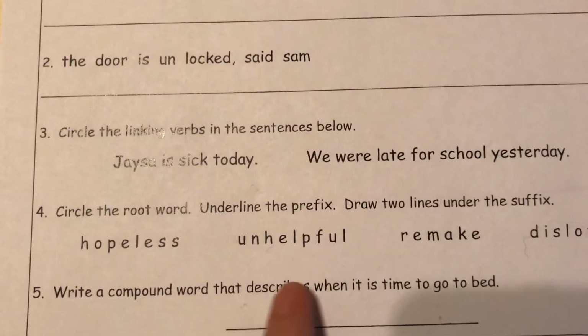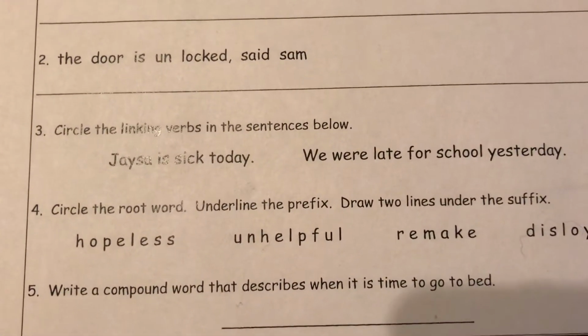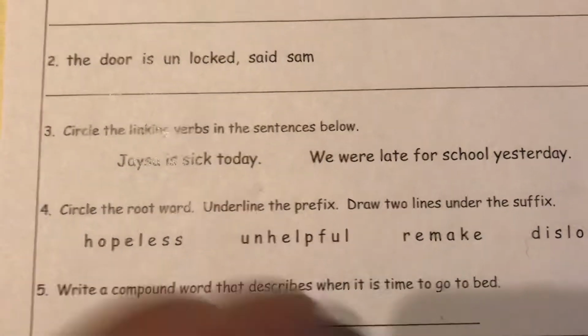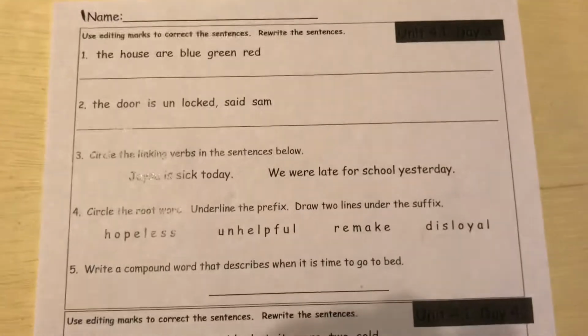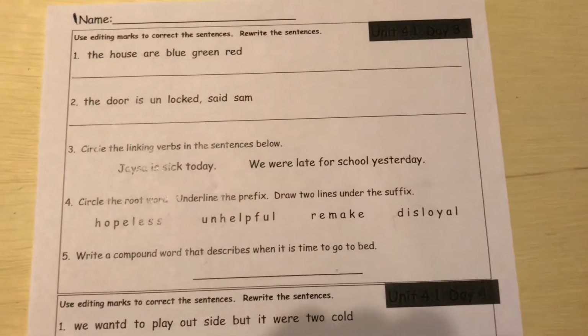And then number 5 is write a compound word that describes when it is time to go to bed. And a compound word is 2 words put together to make a new word. So pause it and do 1 through 5.